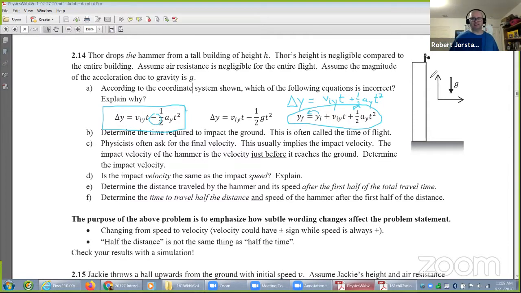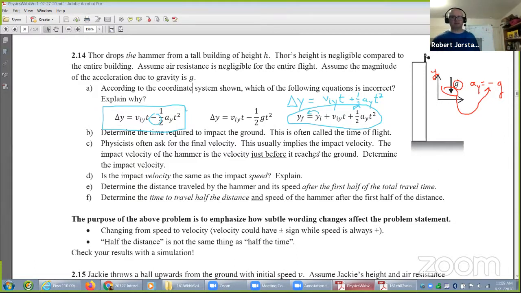Now, the idea here, if you look over in this coordinate system, this is the y direction. g is a positive number. We see that a sub y is not g. It's negative the magnitude. The negative comes from this arrowhead right here. So that's one of the things I wanted to focus on here.